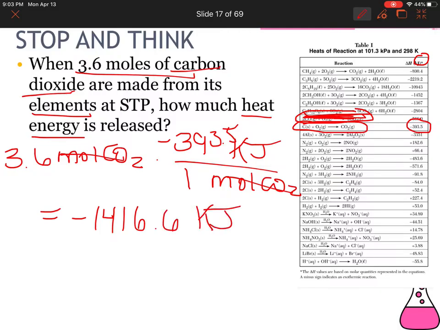kilojoules. Last step is I need to do sig figs. I'm only given one number in the problem. I'm given this 3.6, which has 2 sig figs. So I need 2 sig figs in my answer, which would mean my answer is negative 1400 kilojoules.